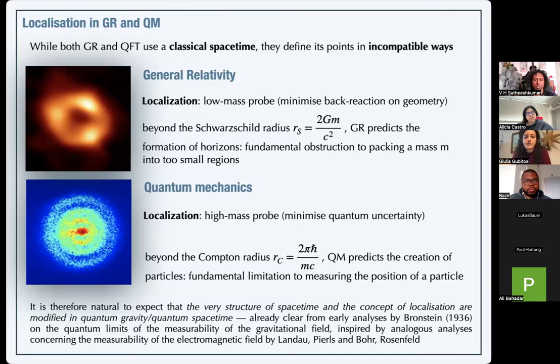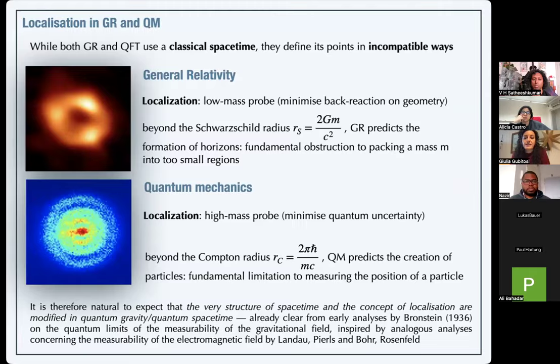And in fact, this was already understood in the 30s, which is when the research about quantum gravity was born, really shortly after the birth of general relativity and quantum mechanics. At the time, people like Landau, Peierls, Bohr, and Rosenfeld were studying how to measure the electromagnetic field and what are the limitations to this measurement due to quantum effects. They came to the conclusion that you can measure accurately the electromagnetic field if you send the charge to zero, which may not be physical, but it is consistent within the theory that you're studying.